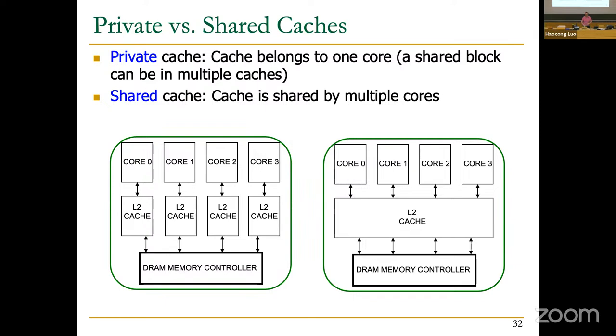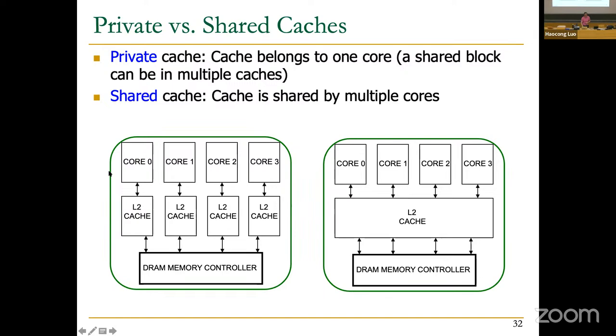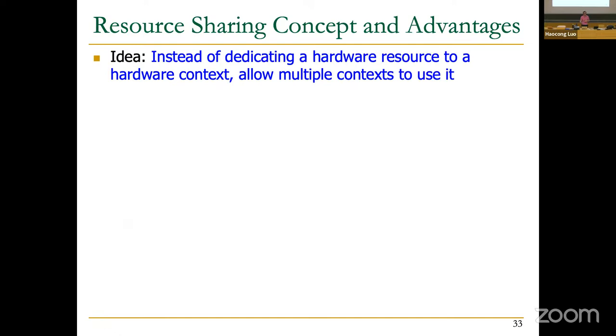So basically, this is the concept of resource sharing. If you look at the private caches over here, you're dedicating the cache to the core, and each core has a cache associated with it, L2 cache. But if you look at this other shared cache, you're sharing the resource. Instead of dedicating a hardware resource to a hardware context, more generally, we allow multiple hardware contexts to use it. So it could be core, it could be thread, because we can have multi-threading within a core also, right? So it's good to think about this. Essentially, that's the concept of resource sharing.